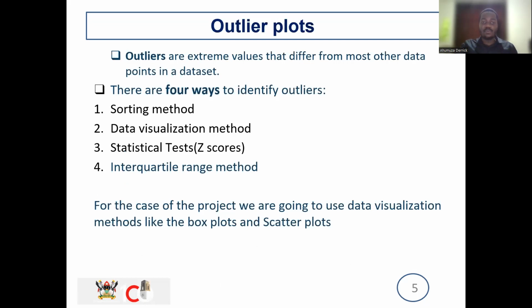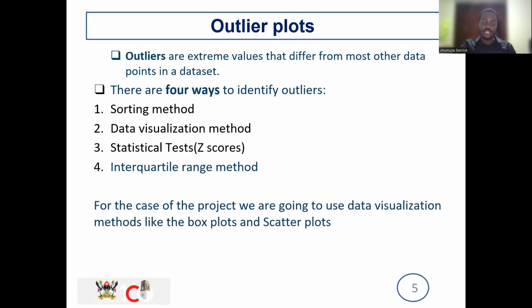And then we have the outlier plots, which are extreme. And we know from our basic understanding that outliers are like the extremes of anything, like one that's not similar. Like you have a value within your data that is either far above or far below. So it is like the points exceed the normal range of your data. And then we have four ways of identifying outliers. For example, we have the sorting method, data visualization method, the statistical tests, also known as the Z-scores. Then we have the interquartile range method.